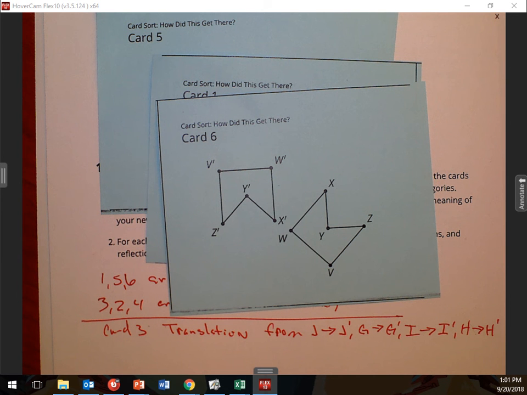How we doing? Which one are we on? So what do you think that is? Rotation, say it. So card 1 is a rotation. Okay, good. And you say from where to where, right?